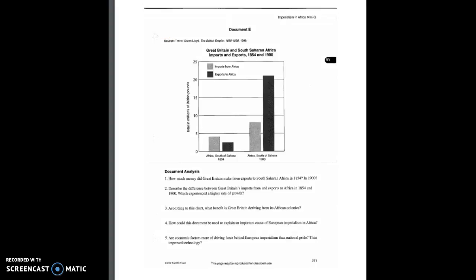All right, document E was a chart that we looked at together in class. Now, your copy didn't have the questions at the bottom, but this was a chart that showed a big jump as far as imports and exports to Africa.